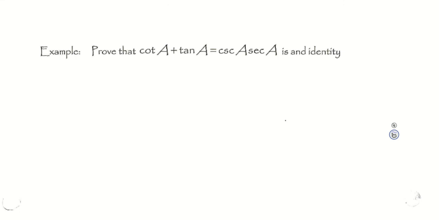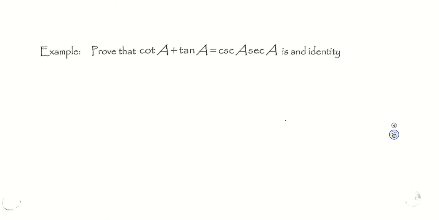And this may not be intuitive, but one of the things we often do, especially with expressions that are complicated and we don't see a direct connection between one side and the other, is to change all our trig functions so that they are in terms of cosine and sine.